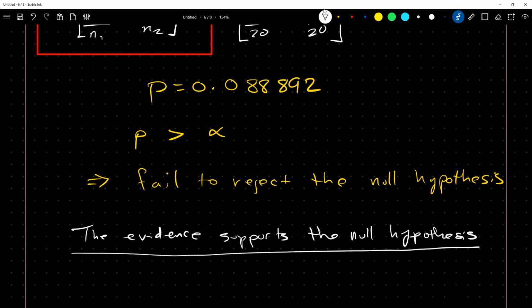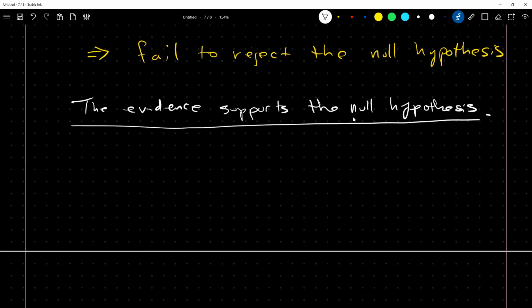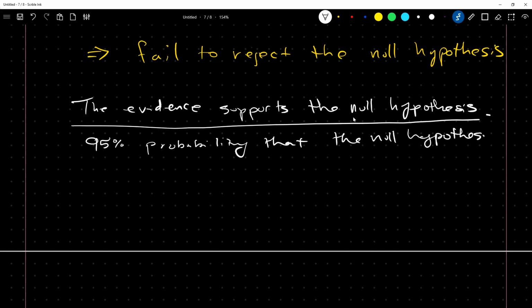Now, is it possible that there's a mistake? Yeah, it's possible. There's a 95% probability that the null hypothesis is true, and there's a 5% probability that it's false, right? So that would be the type 1 error, right? So we can't accept the null hypothesis. We can say that there's a 95% probability that there is no significant difference between the two means.